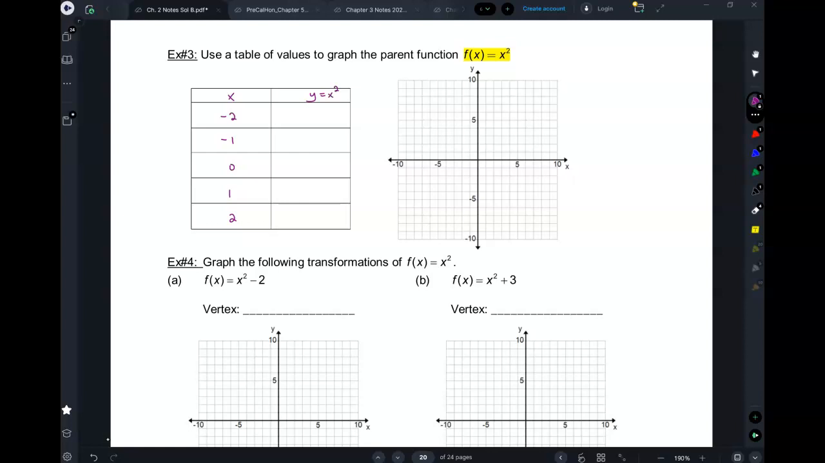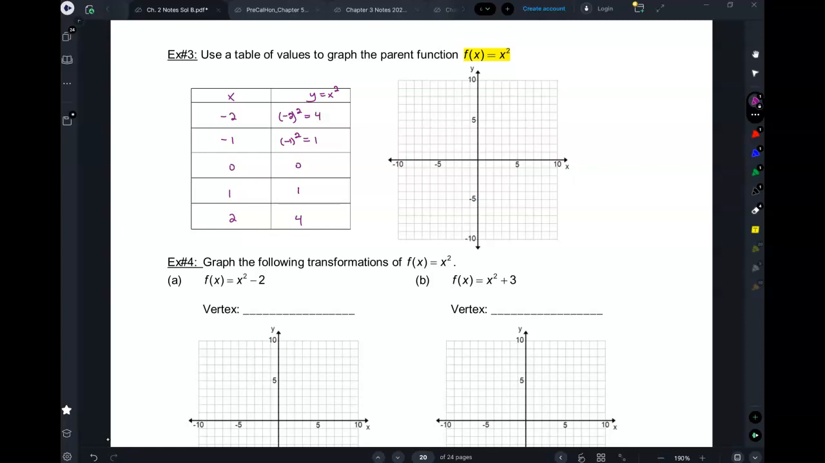Okay, so when x is -2, I put it in here, -2 squared, and I get 4. -1 squared, and I get 1. 0 squared will give me a 0. 1 squared, I get a 1. 2 squared, I get a 4. Okay? So let's graph this.